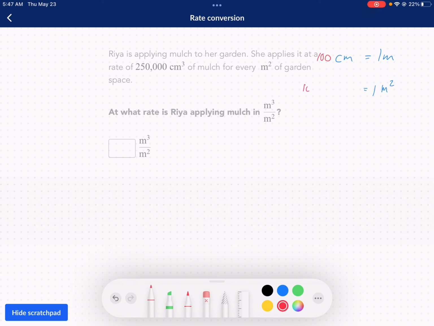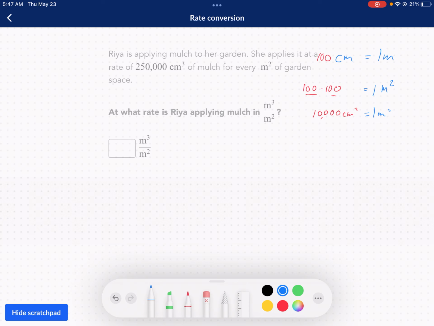Now we're multiplying 100 times 100. So we're going to put 4 zeros. It's 1 with 4 zeros: 1, 2, 3, 4. So it's 10,000 centimeters squared per 1 meter squared.